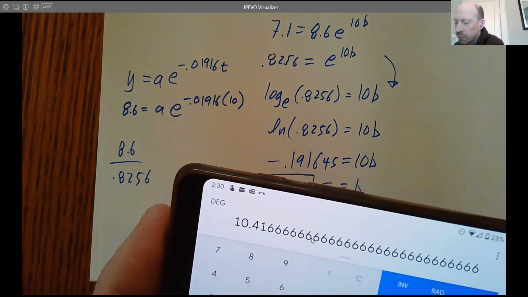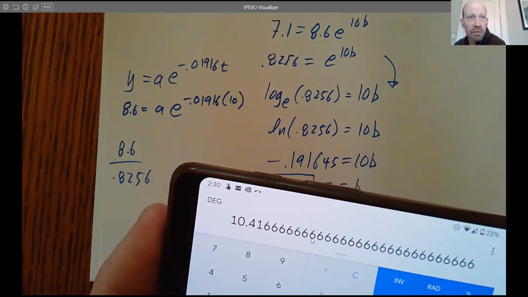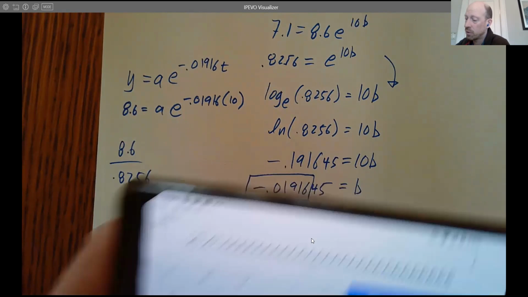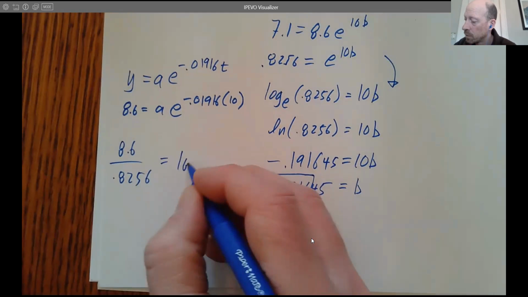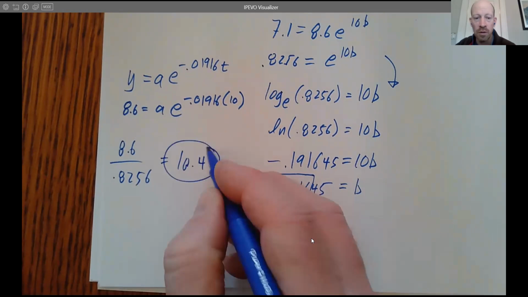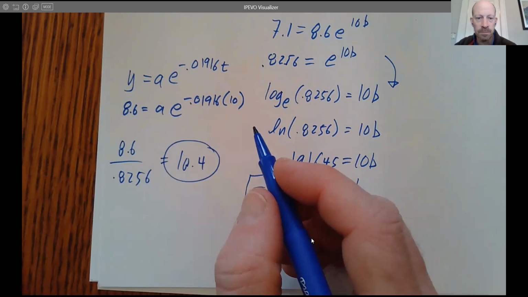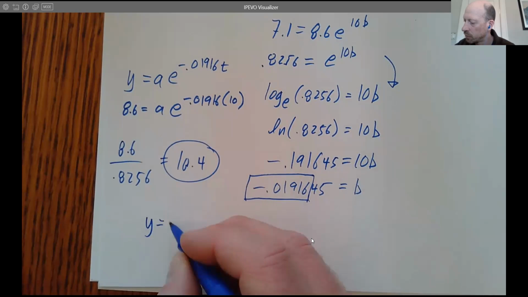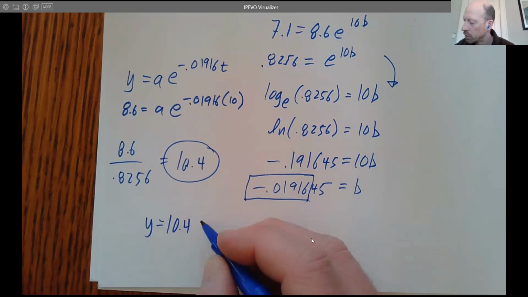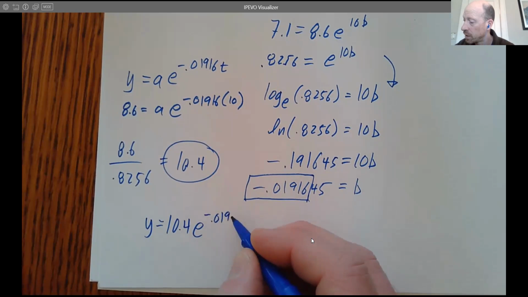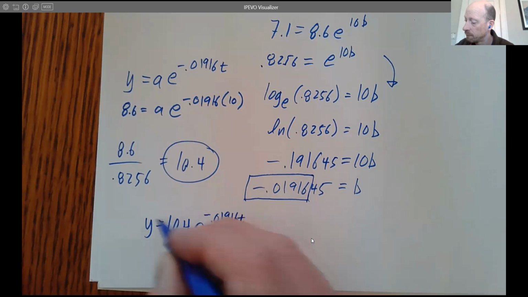I get 10.4. It says round A to 1 decimal place, so 10.4. So that's my model then: y equals 10.4 e to the negative 0.01916t.